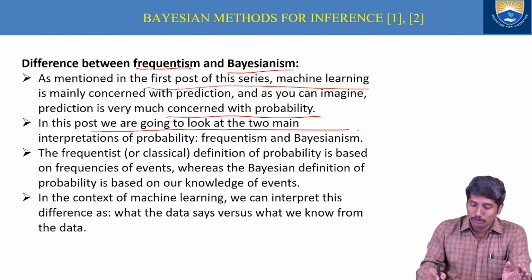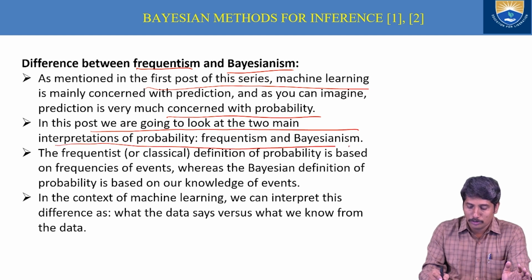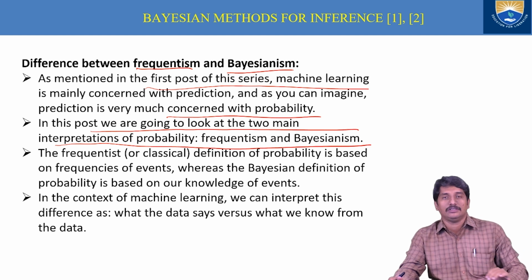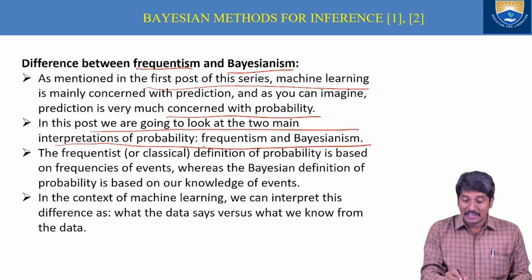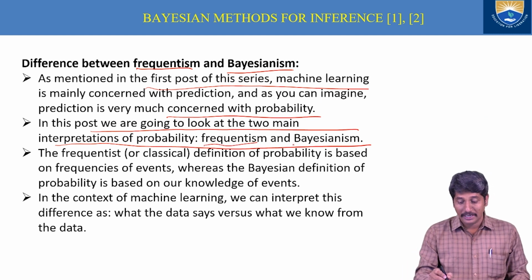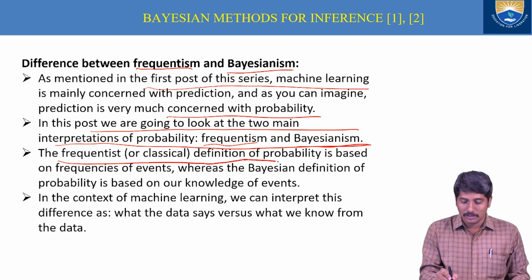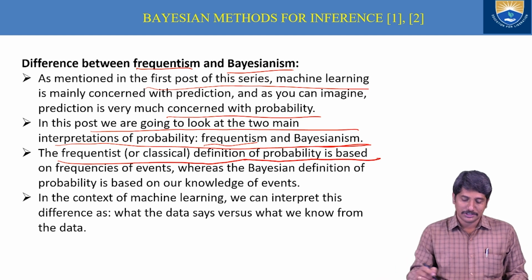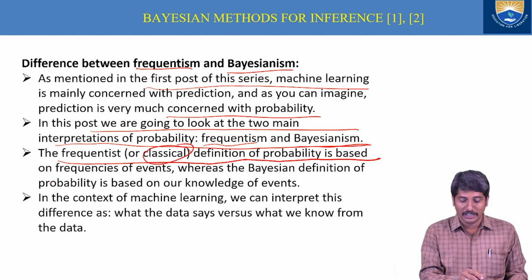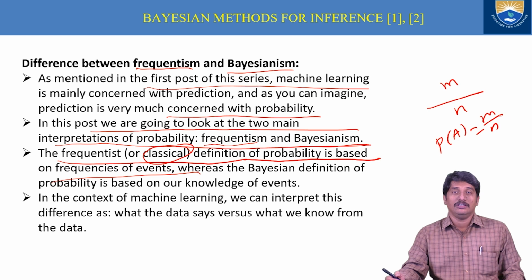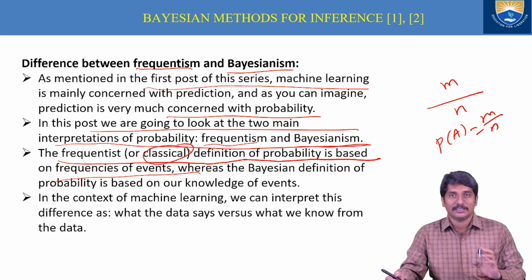So in this post, we are going to look at the two main interpretations of probability. I mean, there are two approaches in using probability to predict something. The first approach is called frequentism, and the second approach is called Bayesianism. The frequentist definition of probability, which you can understand as the classical definition of probability, is based on the frequencies of events. That is, out of n times, suppose A happens m times, then the probability of A happening is defined as m by n. This is called the frequentist or classical definition of probability.